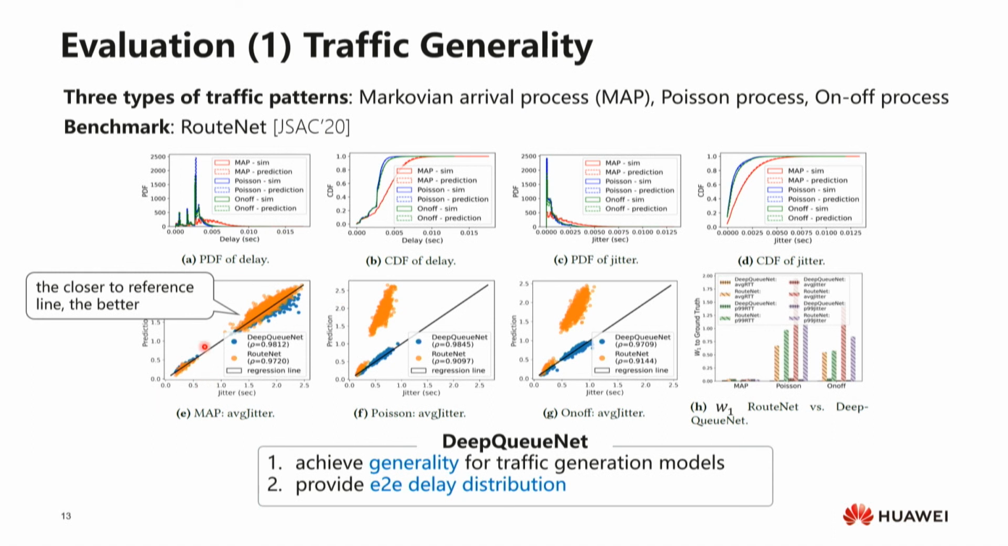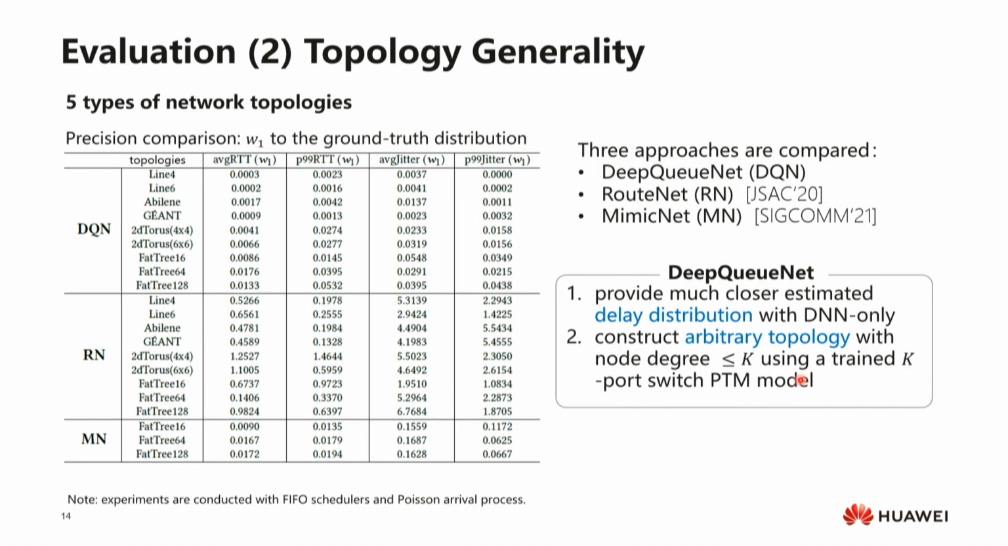And here we can see that all the distributions of delays are quite close to the ground truth by our method. And here is some comparison. The closer to the reference line means the performance is better. And by these figures, we can show that our method can achieve generality for traffic generation models and can provide end-to-end delay distribution. And compared to the benchmarks, our algorithm actually is more stable and always keeps the results near to the reference line, while the benchmark can diverge from the reference line when it deals with the traffic it never seen before.